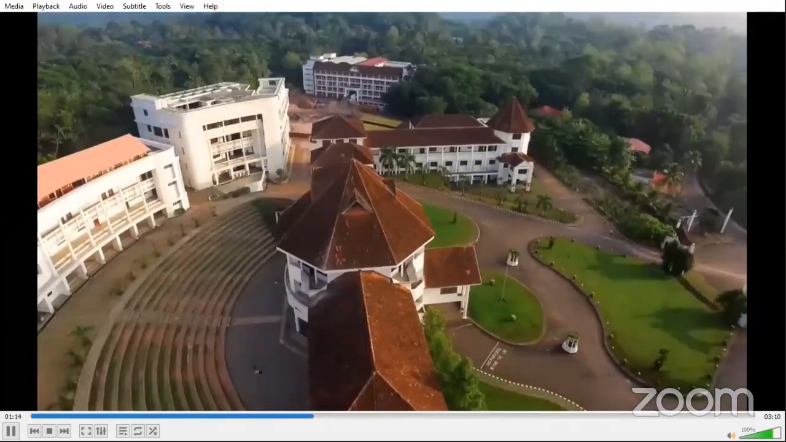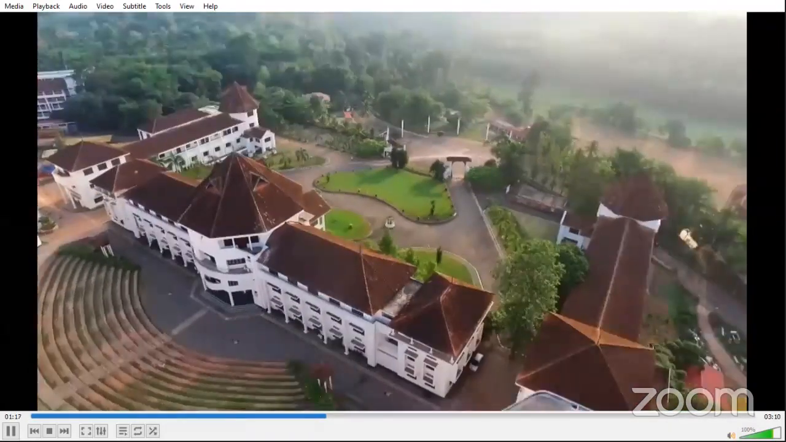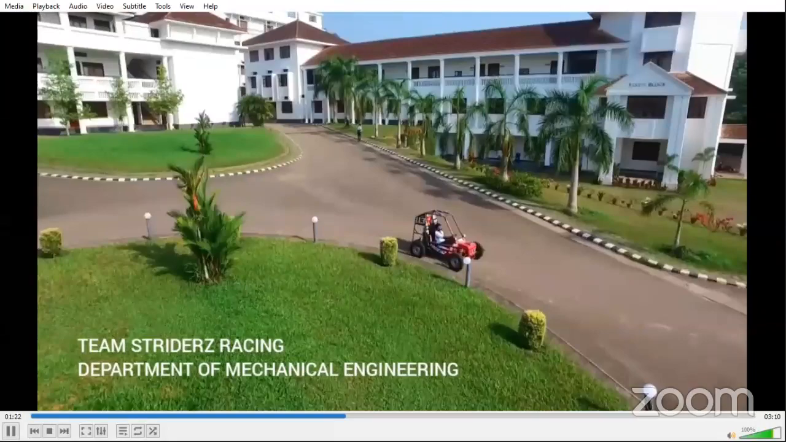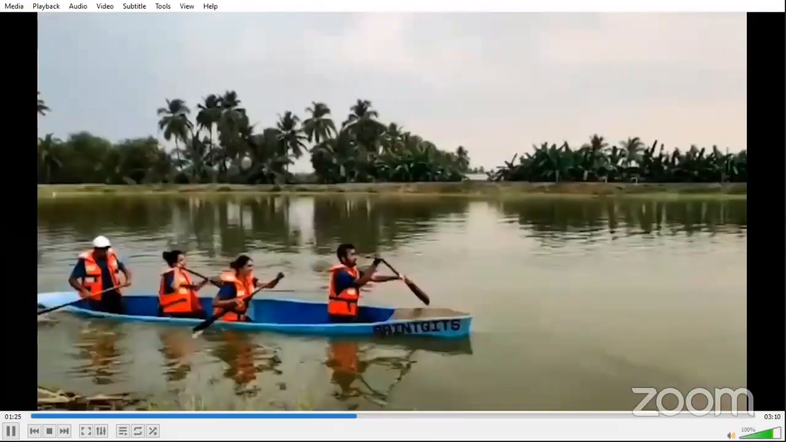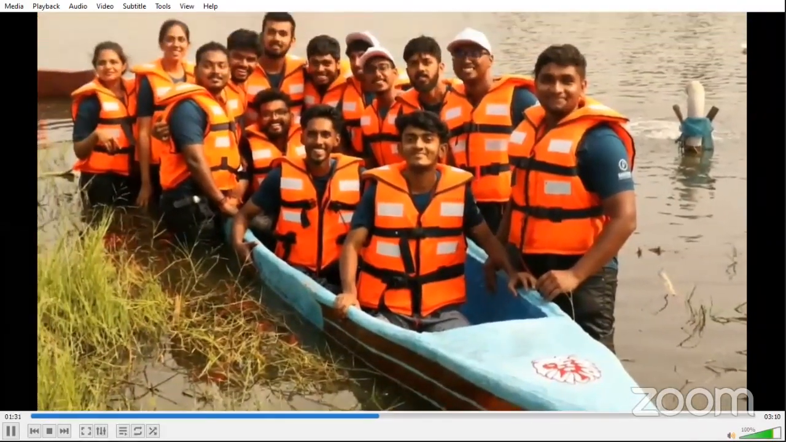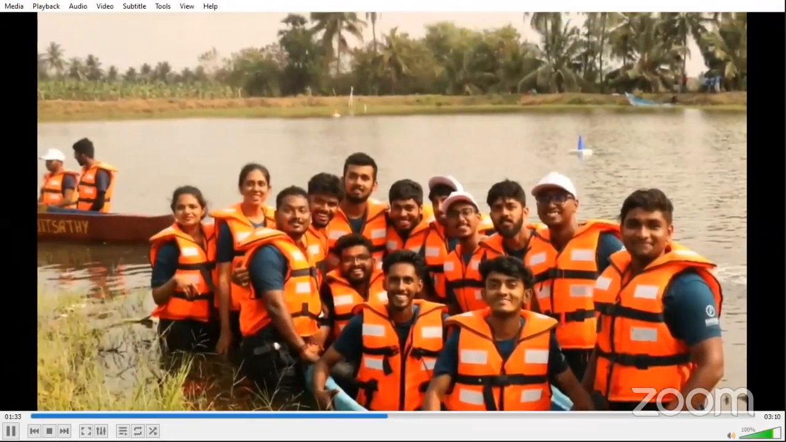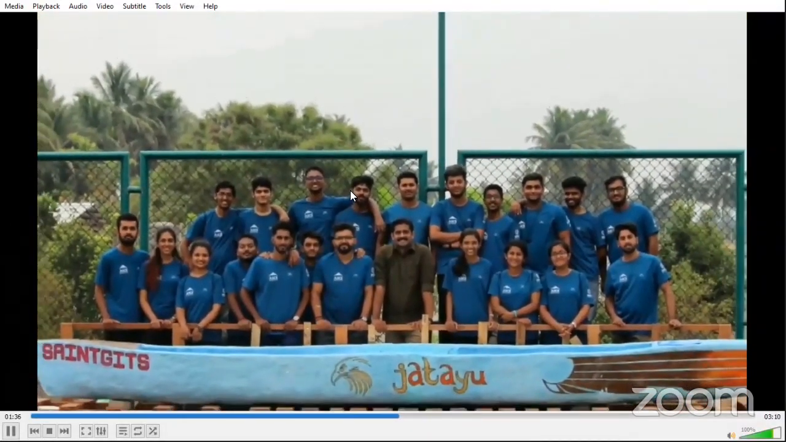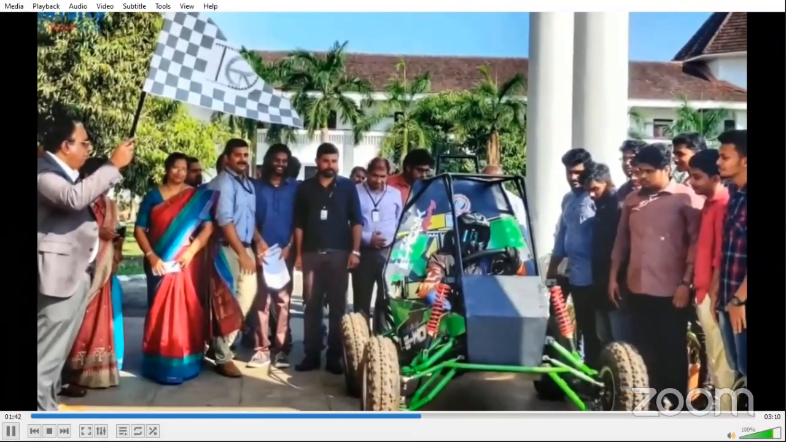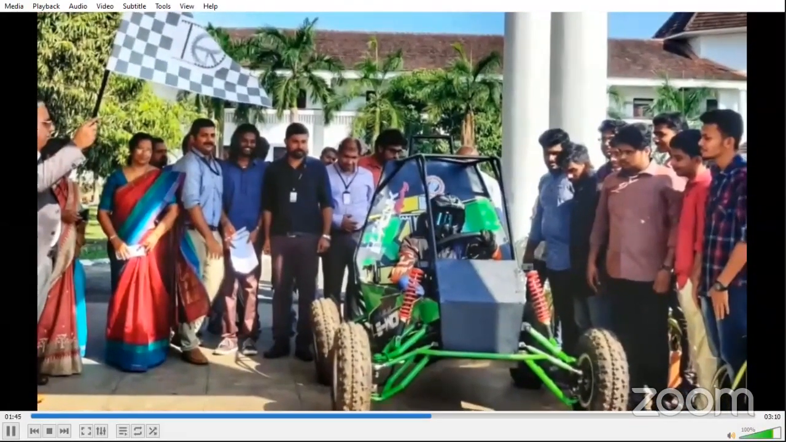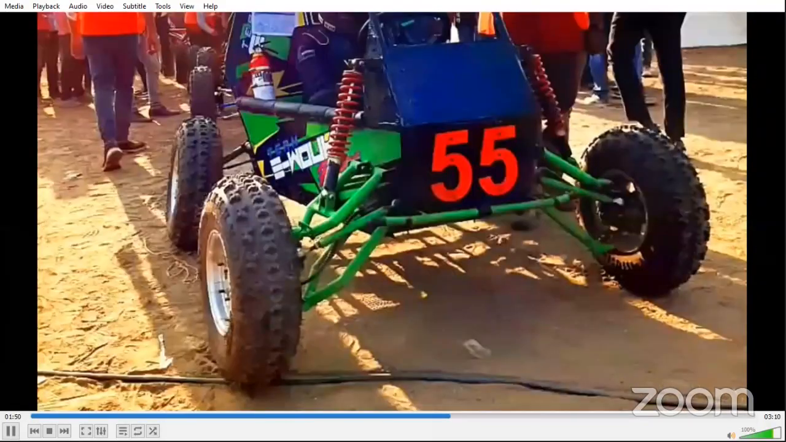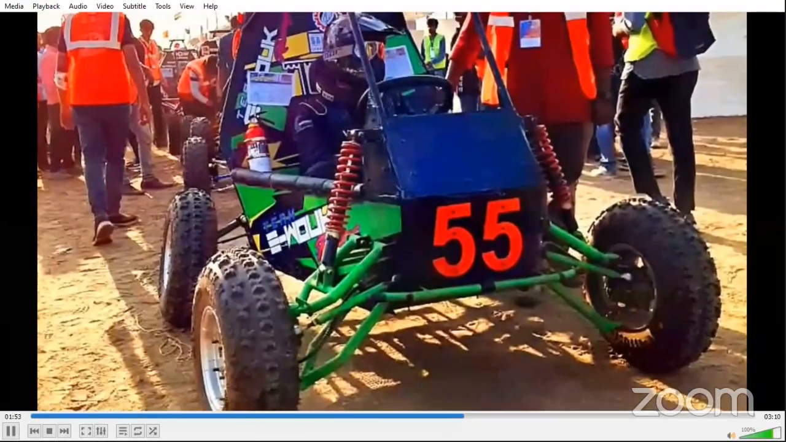Saintgits students' pioneering state-level achievements include 5 consecutive years of participation in the Baja competitions organized by SAE USA. The first ever concrete canoe of Kerala was built by our students of the Department of Civil Engineering for the competition organized by the American Society of Civil Engineers. Our students of the Department of Electrical and Electronics Engineering built the first ever electric all-terrain vehicle from Kerala to qualify for track racing in terrain vehicle motorsports.